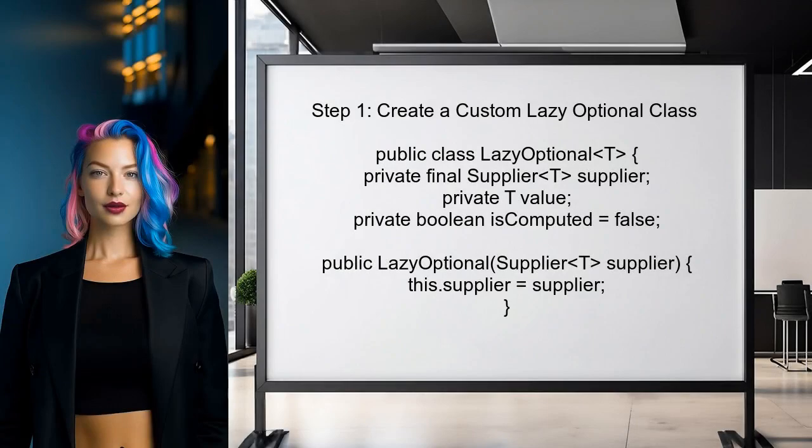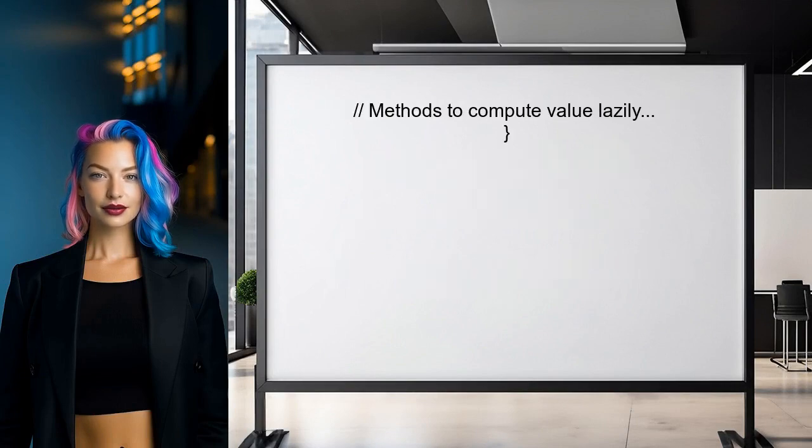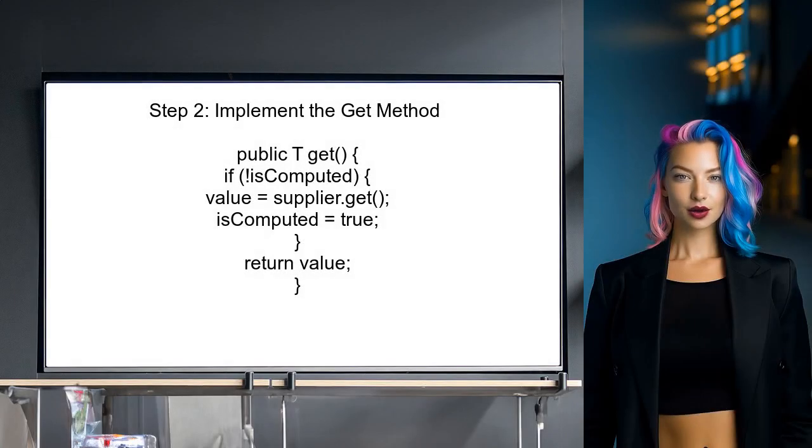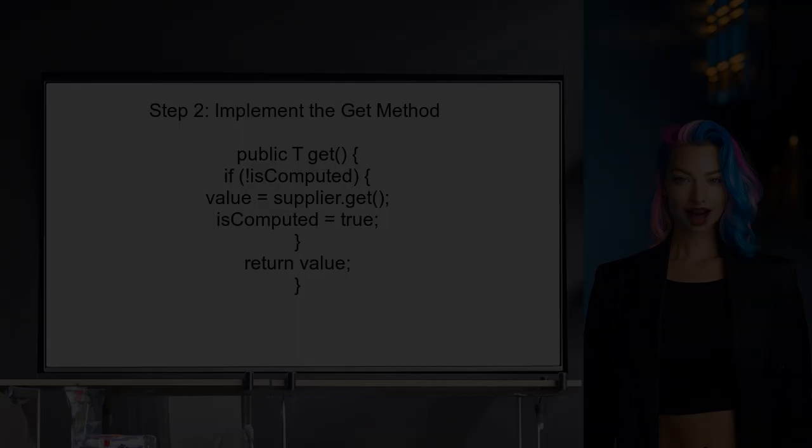To implement lazy evaluation with Optional, the user can create a custom class that wraps the Optional and accepts a Supplier. This Supplier will be responsible for computing the value only when needed. Next, the user should implement a method to get the value. This method will check if the value has already been computed. If not, it will compute it using the Supplier and store it for future use.